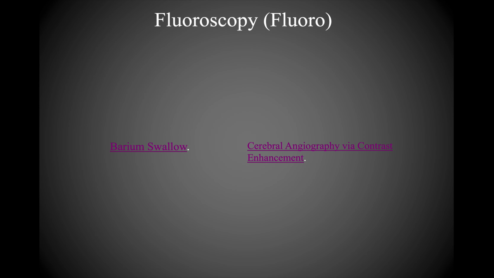Now we're going to talk about fluoroscopy for a minute. So I mentioned before that contrast agents can be used to increase contrast resolution. And these agents will appear white on X-ray, similar to bone, or kind of like metal.